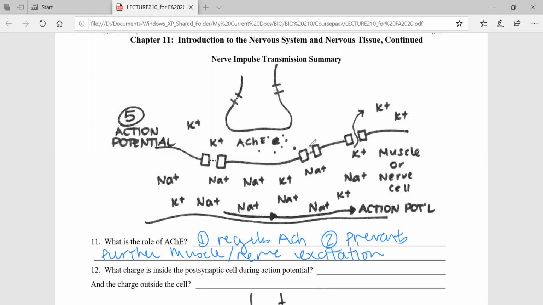So if it was sitting here bound to one of the sodium channels, ACHE looks like Pac-Man, comes over here, breaks it down, and allows us to recycle it back into that axon terminal. All right, so the charge inside the postsynaptic cell during action potential is, of course, highly positive. We might have reached as much as positive 30 during the height of this wave of action potential. And the charge outside, of course, is negative. So we're going to say that this action potential propagates down the length of this postsynaptic cell. And as it travels, it will cause more and more sodium channels to open.